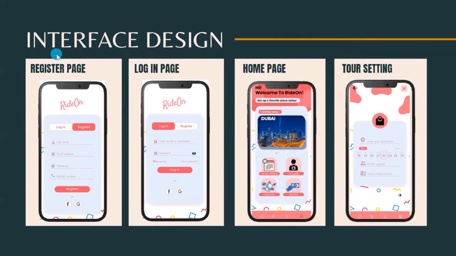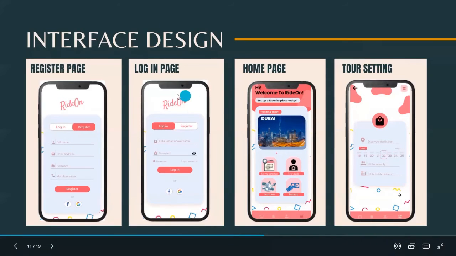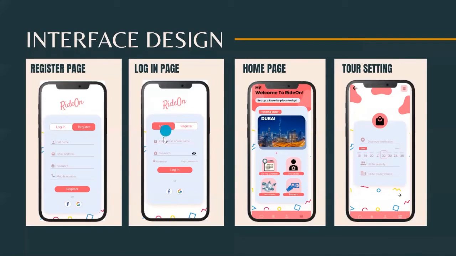Okay, first of all, I will explain the interface design that we made. Firstly is the register page. Here, the user must fill in their details and then click on the register button below. Next is the login page. Users will enter their username or Gmail and then the password that they made before, and then click on the login button, and the system will automatically enter the home page.